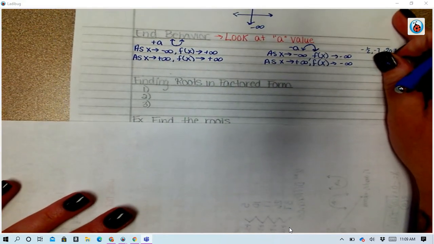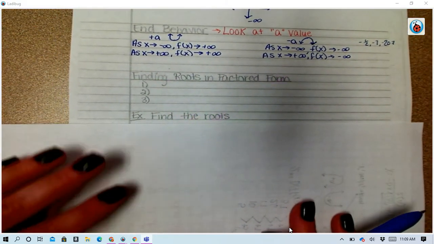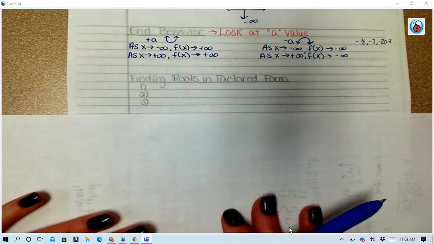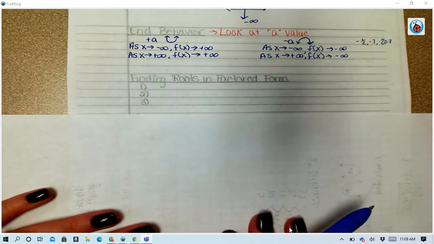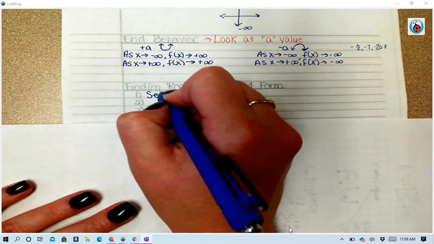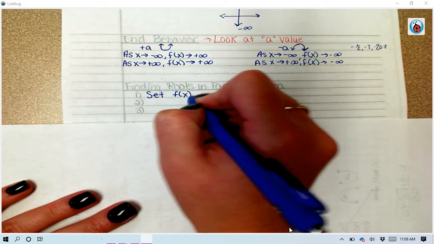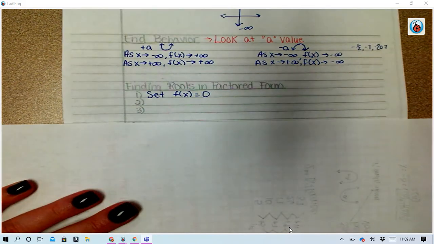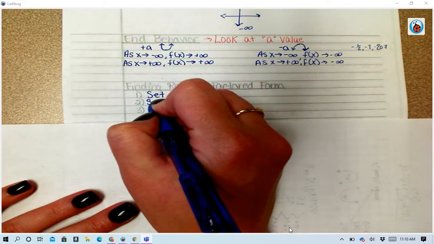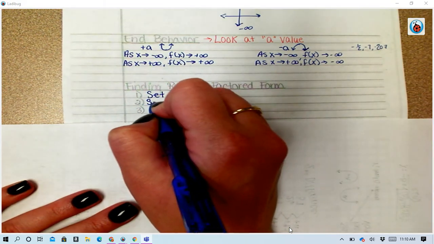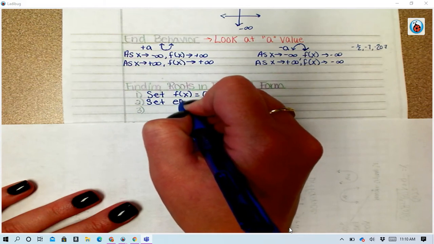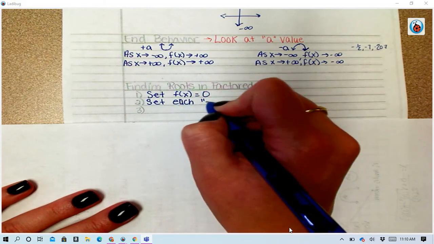So, finding roots in factored form. If you are given a quadratic in factored form, you have to know how to find the roots. The very first step is you are going to take that function and set it equal to 0. And then you are going to take each element, so set each element, and you'll see what I mean by element in a second.